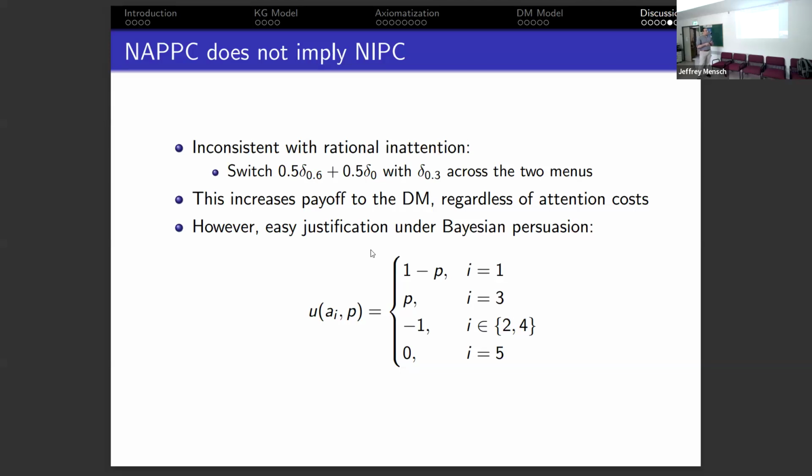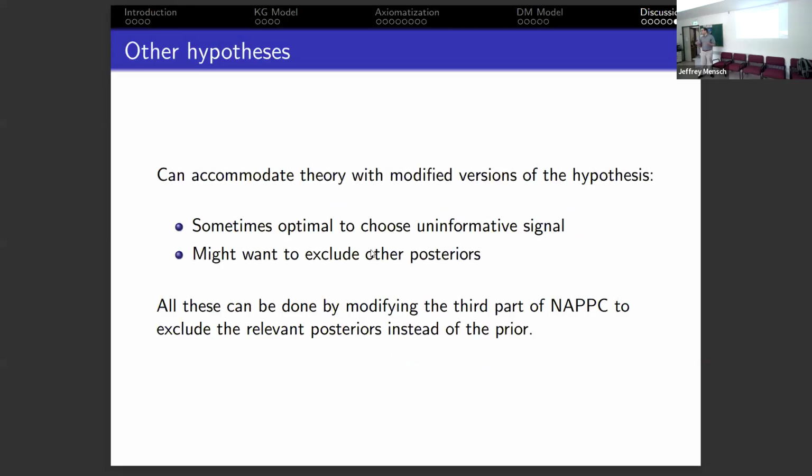information is bad in menu B because utility is increasing in P, so we want to put P as high as possible, conditional on action 3 being chosen. Whereas in menu A, where you have A1, payoff is decreasing in P, and therefore we want to put the action as low as possible. So as a result, we have different implications of the two theories.